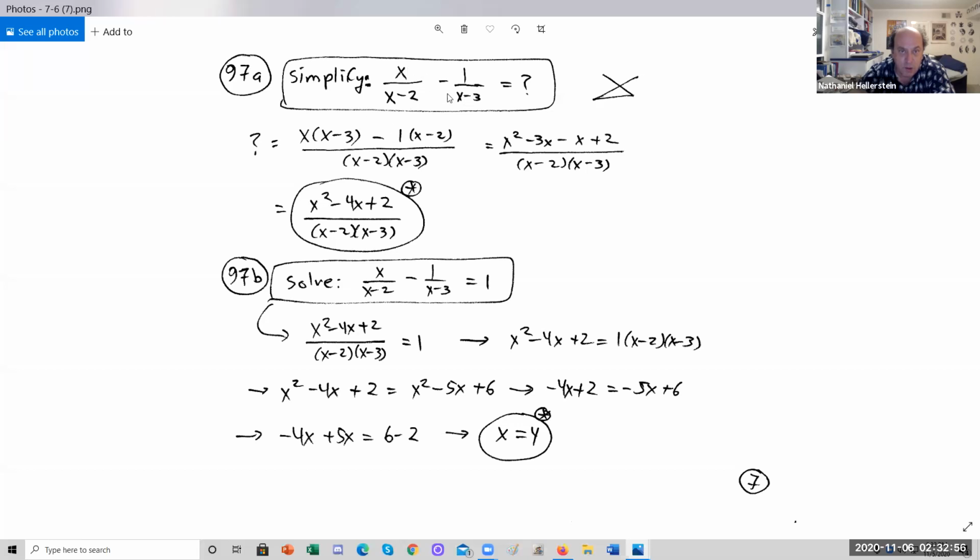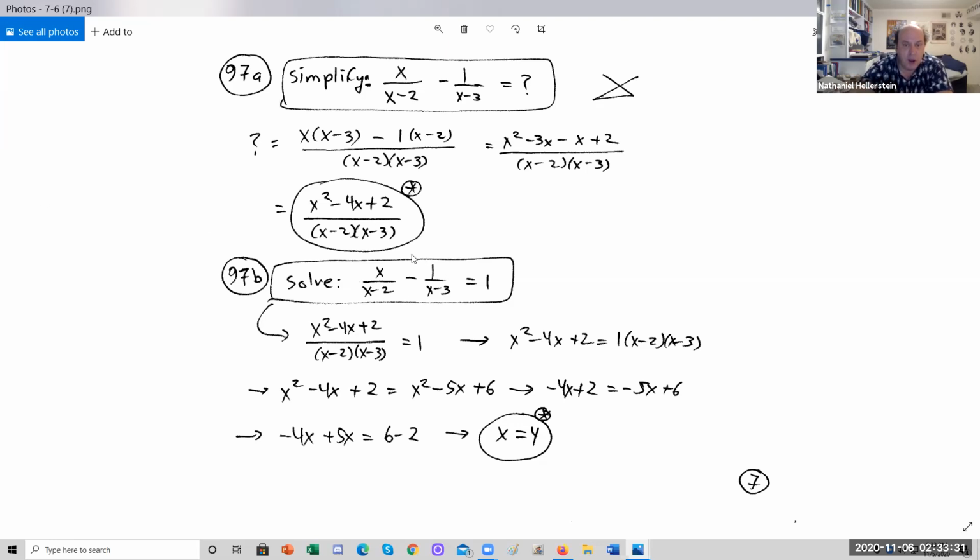x times x minus 3 minus 1 times x minus 2, over x minus 2 times x minus 3 here. Now, this distributes to x squared minus 3x here. This distributes to minus x plus 2 because negative times negative is plus. These combine to x squared minus 4x plus 2, all that over x minus 2 times x minus 3. This term is this expression simplified. That answers this question.